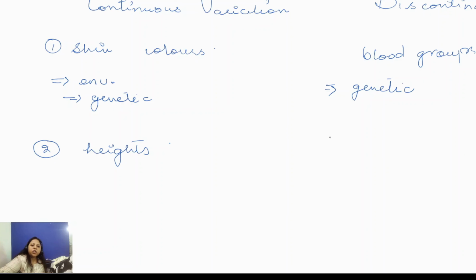Let's talk about the shape of seed. Shape of seed is highly dependent on a certain species. Every species, for example, mango has its own seeds. Oranges have different seeds. Apples have different seeds, right? So this is a discontinuous variation, where every species has a different shape.